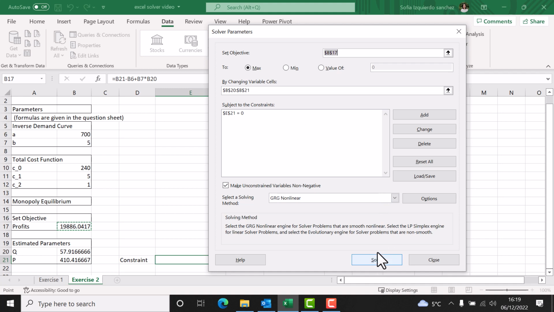So then if you press solve and OK, you will have exactly the same parameters. Because I have a Microsoft computer, I'm not going to do it, because the way that you introduce the constraints is the first way that I showed you, but just take this into account in case you have a Mac computer.